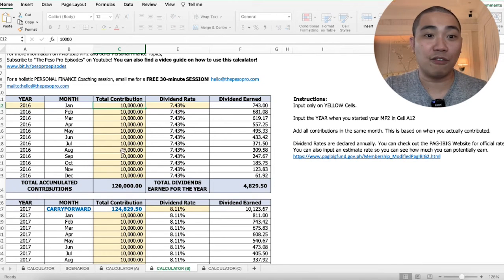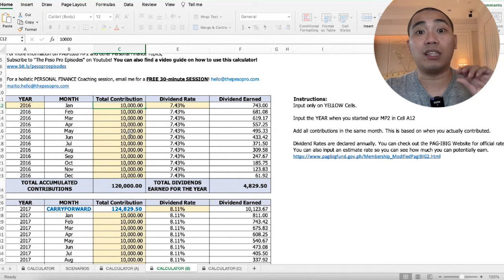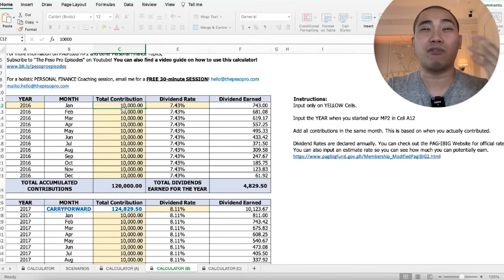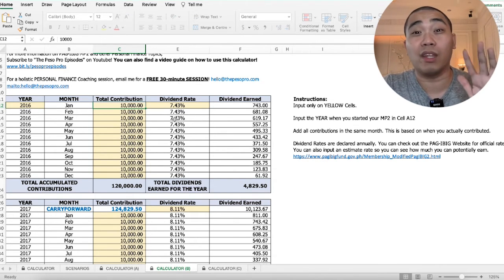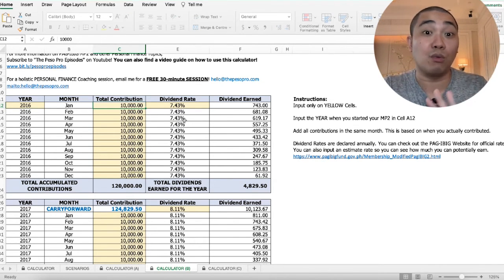Now here, if 10,000 per month yung nilagay niya, you will notice something here. Sa 10,000 per month, manonotice nyo na lumiliit yung dividend earned ng bawat buwan. It doesn't matter which day of the month kayo nag-contribute. Si Pag-ibig only takes the monthly balance at the end. So, meaning, let's say, Feb 1 ka nag-deposit versus Feb 20, wala talagang difference yun in terms of proration. They don't prorate to the day. They only prorate to the month.